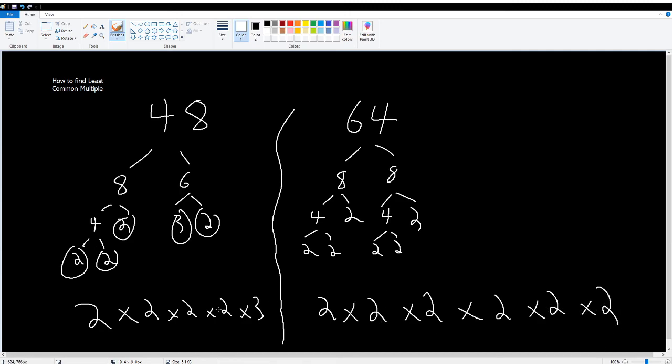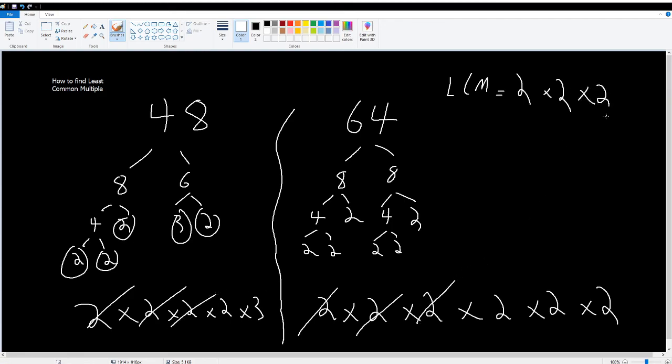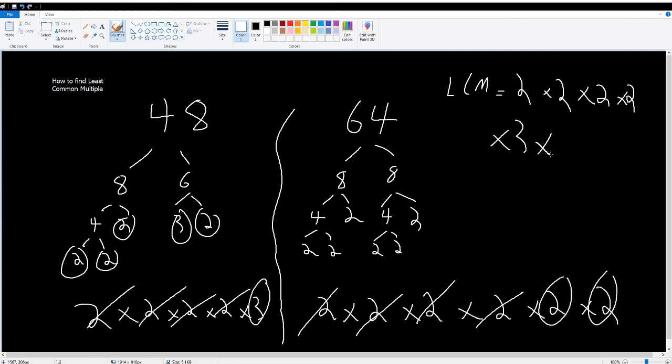So we gotta look at the ones they have in common. So 1, 2. So I'm gonna write the LCM here. 2, cross it out, times 2, cross it out, times 2, cross it out, times 2. And then we see that they have the unique ones of 3, 2, 2. So I have to multiply this by 3 times 2 times 2. Okay, so let's see what the LCM is.